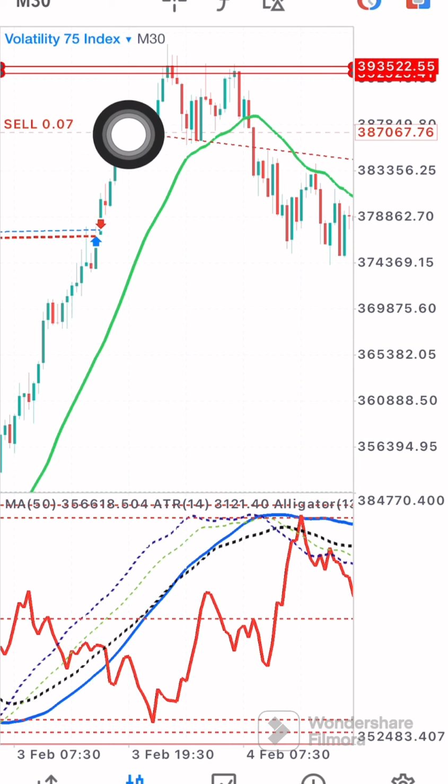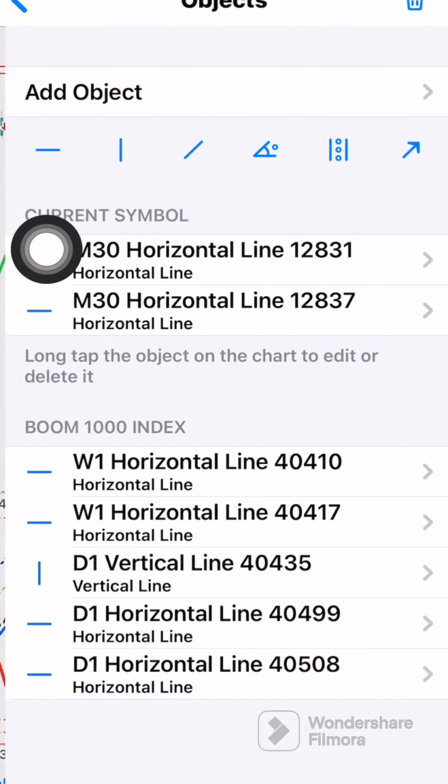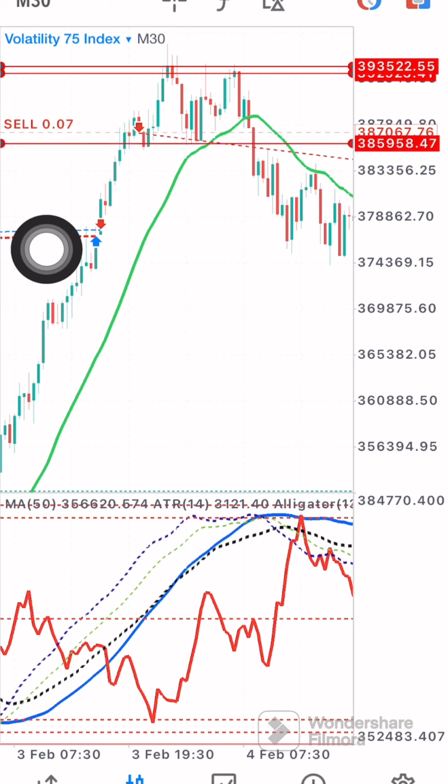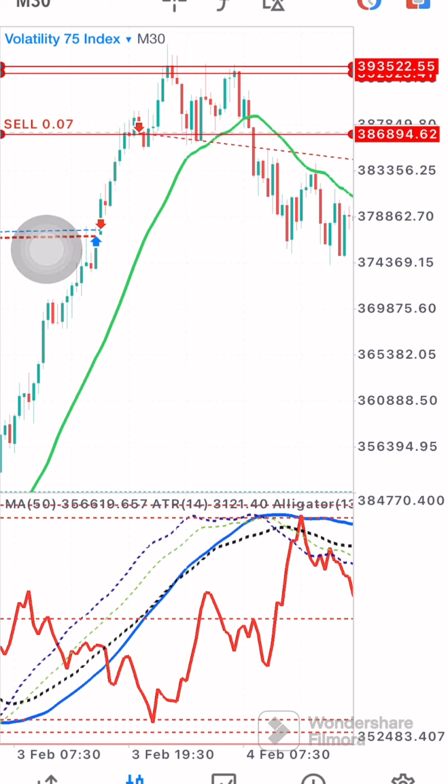So this is it. This is the first top, second top, and finally it breaks its neckline. This is the neckline, and this is where our entry point is. The market immediately breaks this candlestick and closes below it.